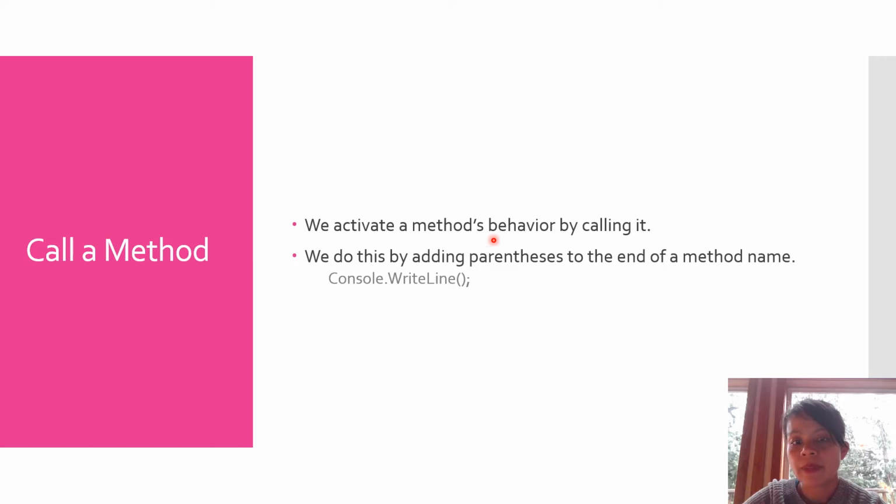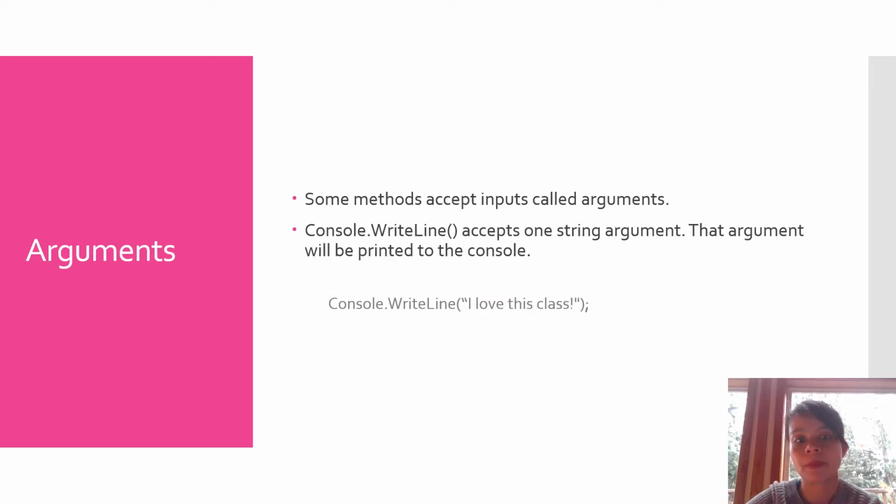We activate a method's behavior by calling it. We do this by adding parentheses to the end of the method name. So it looks like this: Console.WriteLine, and then the parentheses. And that calls that method.